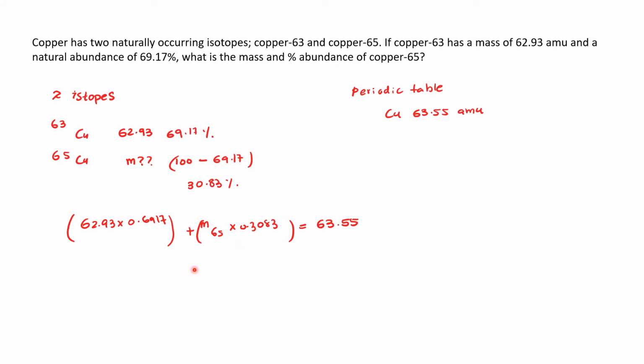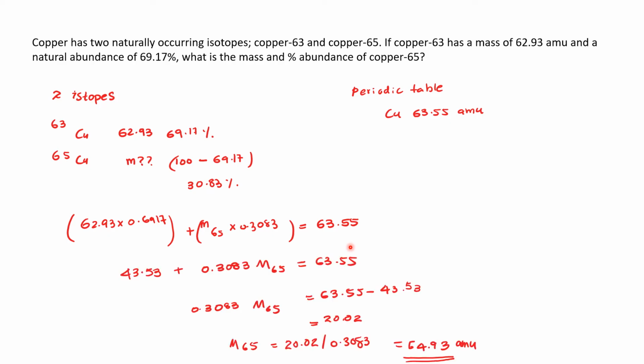Let's do the weighted averages. We are going to take this mass and the percent abundance as a fraction, and then we are going to add to this the mass, which we don't know yet, and then the percent abundance, and this equals 63.55. By solving this, you will see that the mass of copper 65 is 64.93.